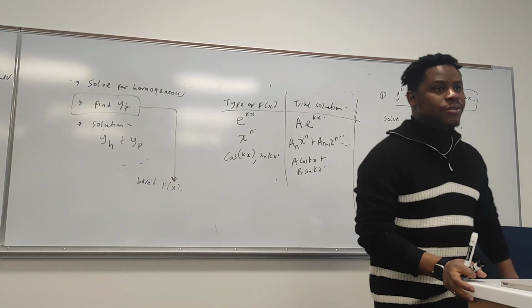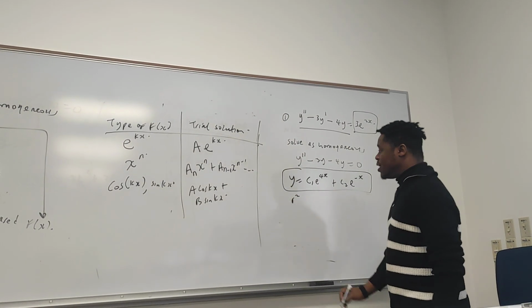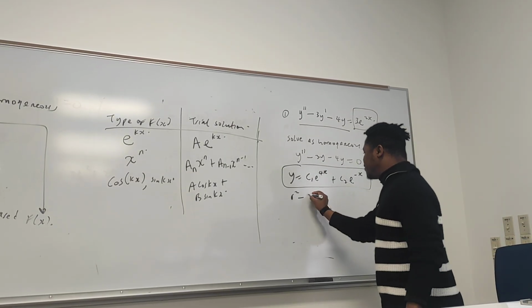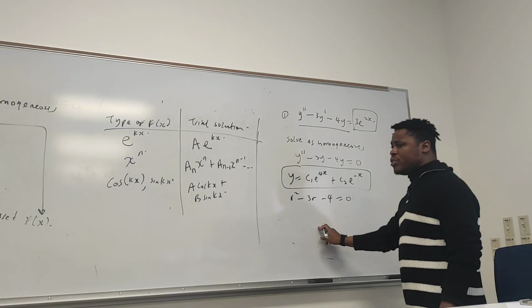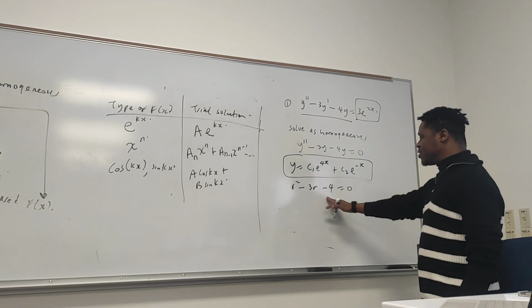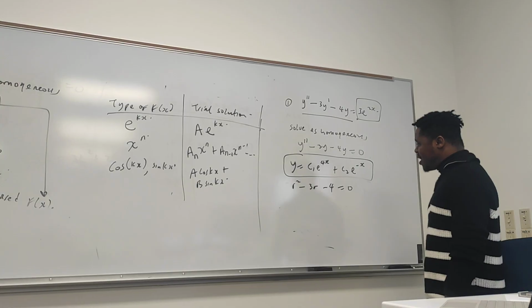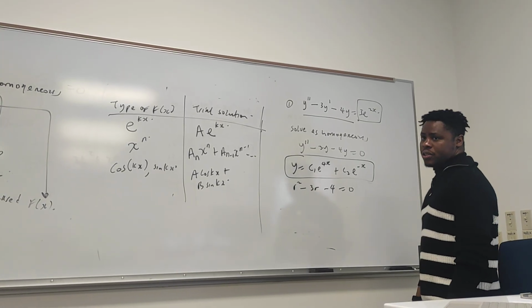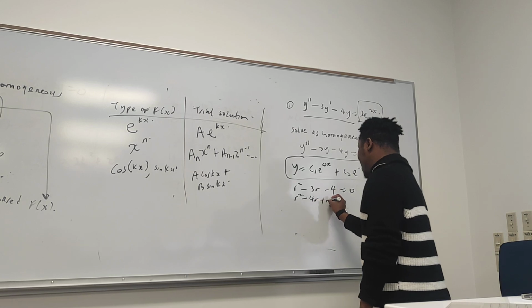I'll wait for you. This y prime prime has r squared, right? Then minus this becomes 3r, then this is minus 4 is 0. So all you need to do is find two numbers whose product is minus 4 and whose sum is minus 3. And that is minus 4 plus 1. So that becomes r squared minus 4r plus r minus 4 is 0.